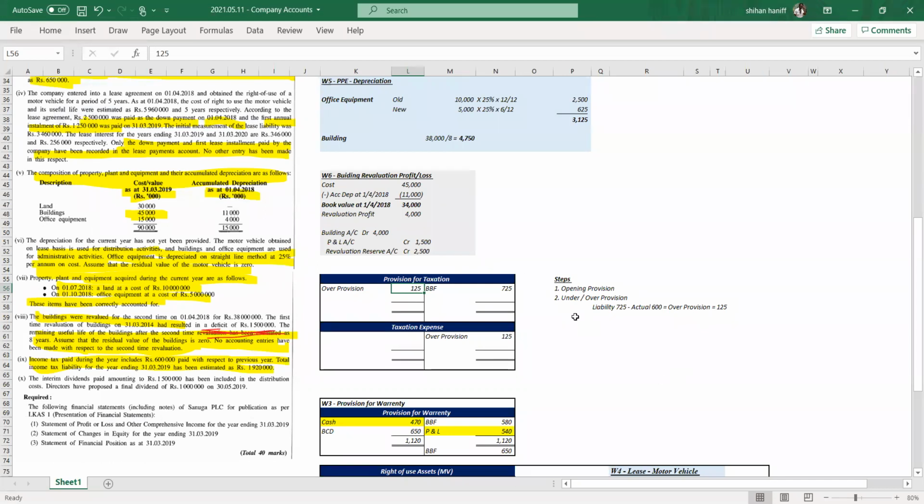Then the third step, record the current year estimated. How much is the current estimated tax? 31st March 2009, estimated 1,920.